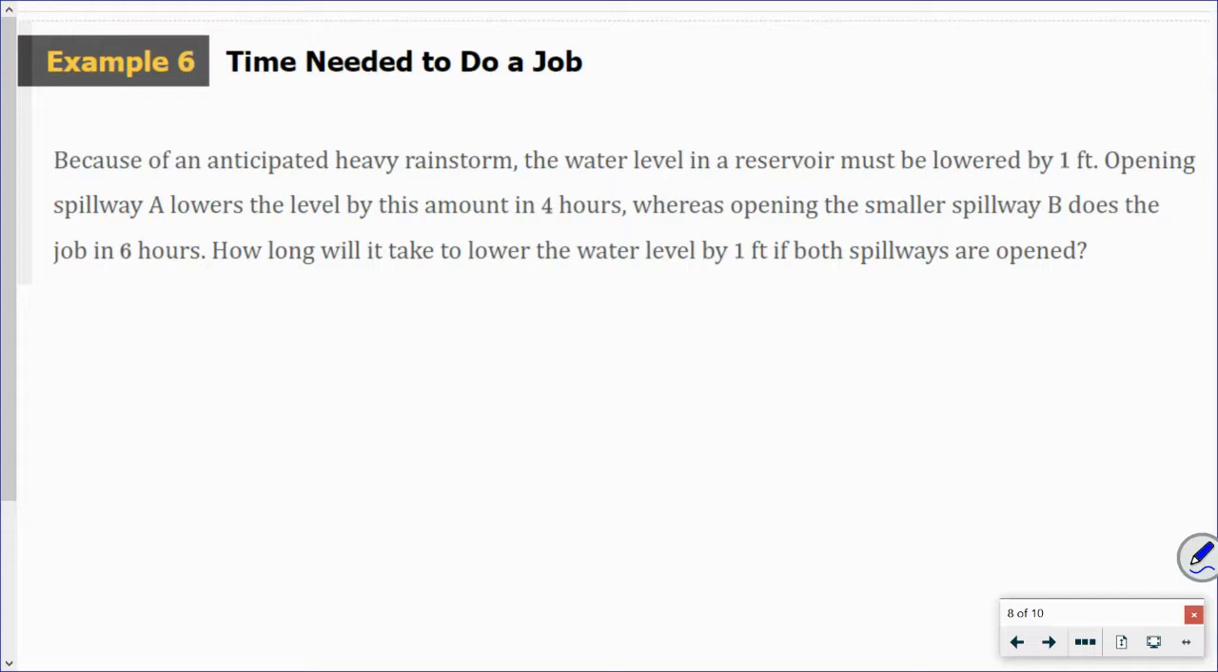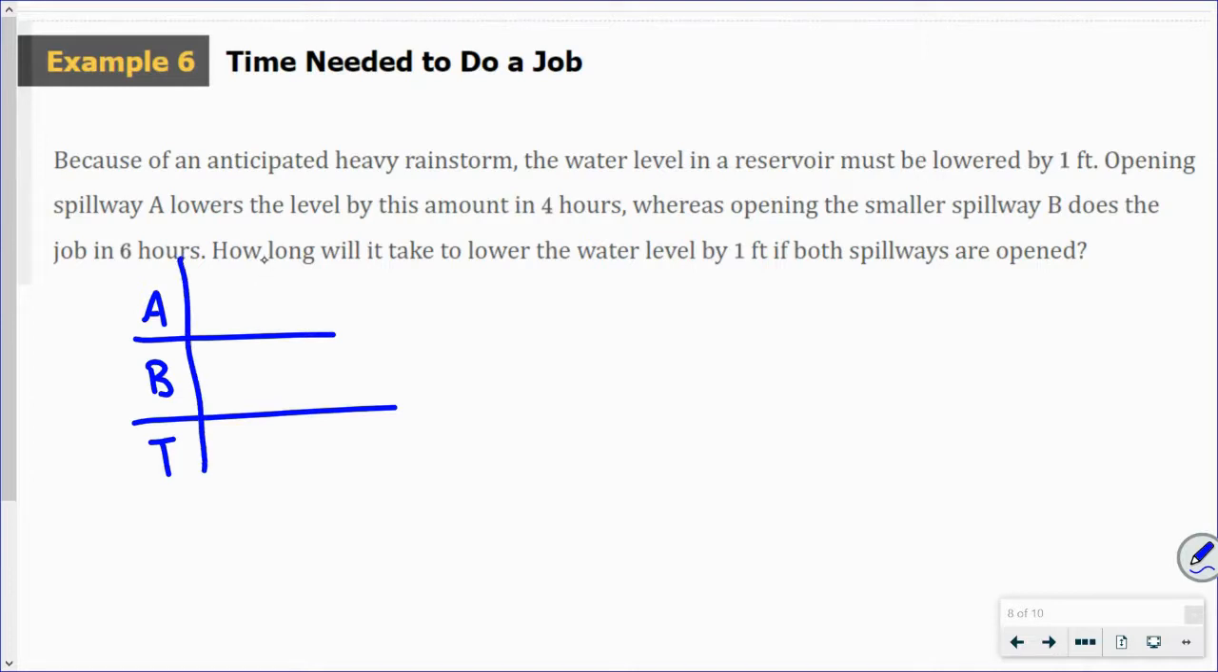even though it's not people working, it's still something working. And we have to figure these out by rates. So we have spillway A and we have spillway B, and then we have them working together. And in order to compare these, we have to look at their unit rates. So spillway A does this job in 4 hours. Spillway B does it in 6 hours. And we don't know how long it takes for them to do it together.